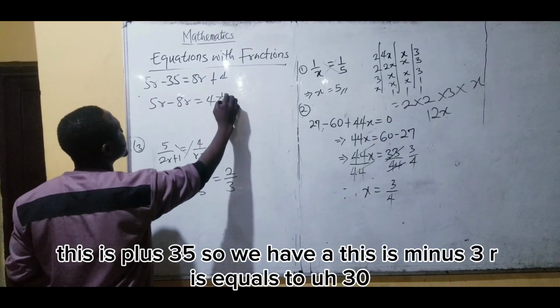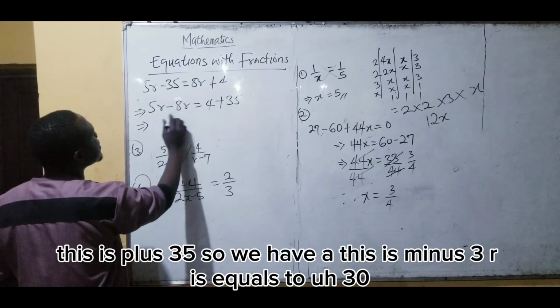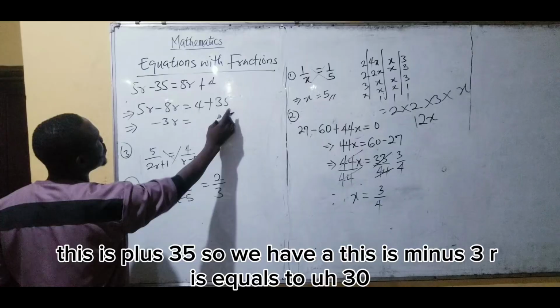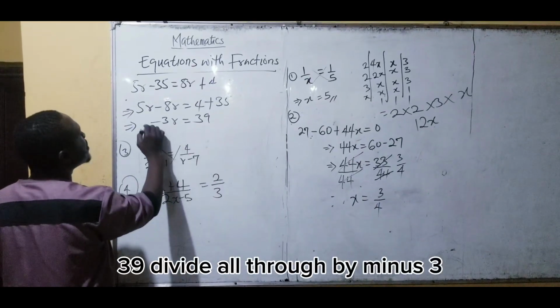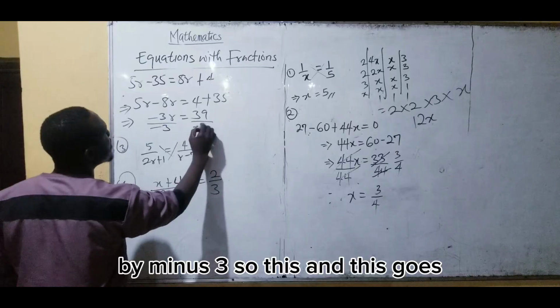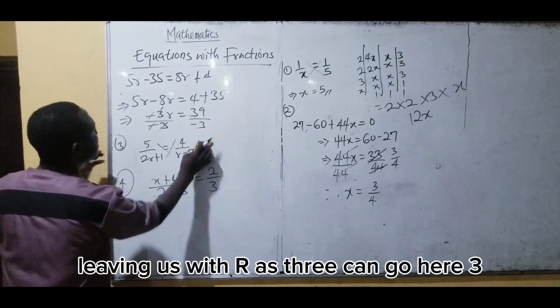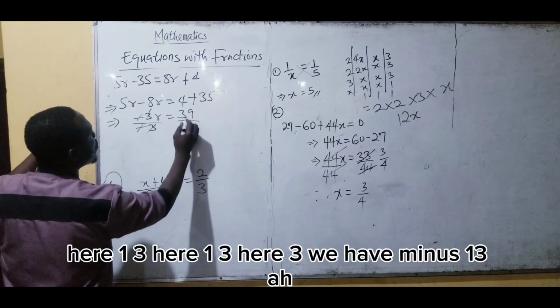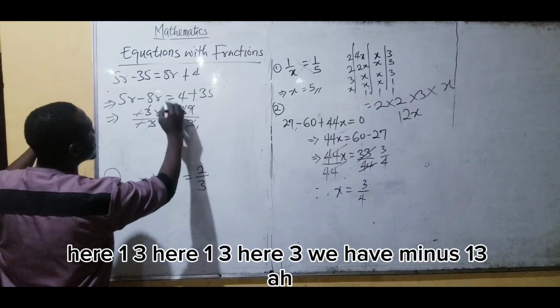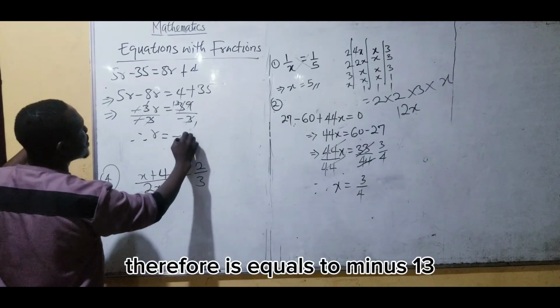This is plus 35. So we have minus 3r is equal to 39. We divide all through by minus 3, by minus 3. So this and this goes, leaving us with r, as 3 can go here, 3 here 1, 3 here 1, 3 here 3. We have minus 13. R therefore is equal to minus 13.